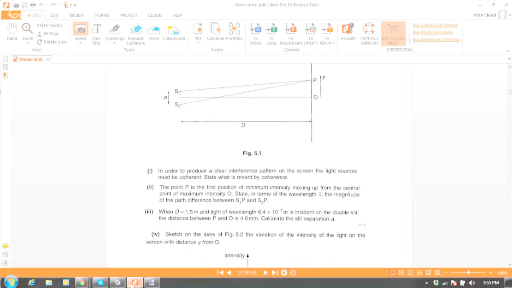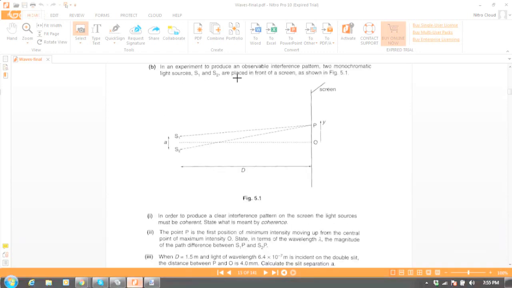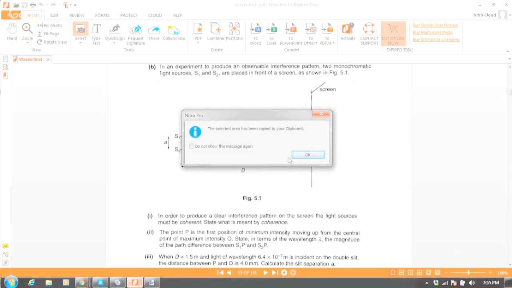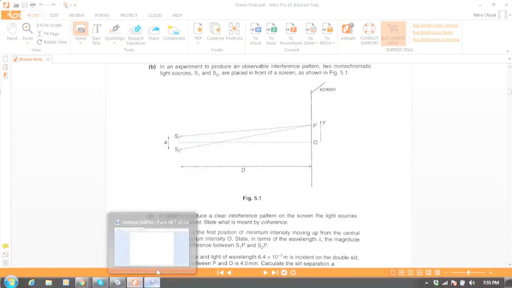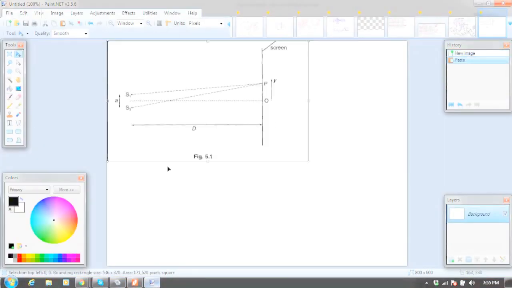The second part: the point P is the first position of minimum intensity from the central point of maximum intensity. State in terms of lambda the magnitude of the path difference S1P minus S2P. We have already studied that if the sources are in phase, this is the case. Remember, if the question doesn't mention whether the sources are in phase or out of phase, consider them in phase.